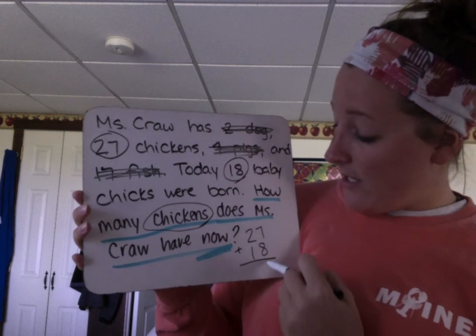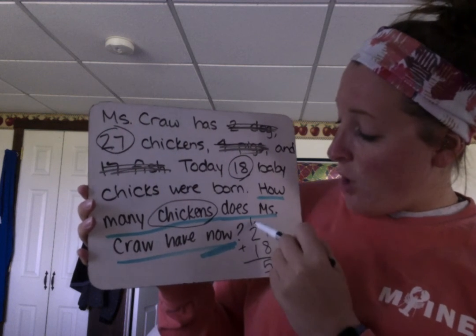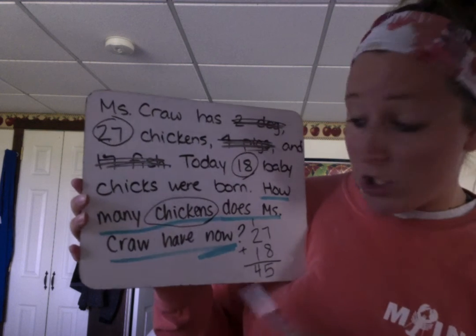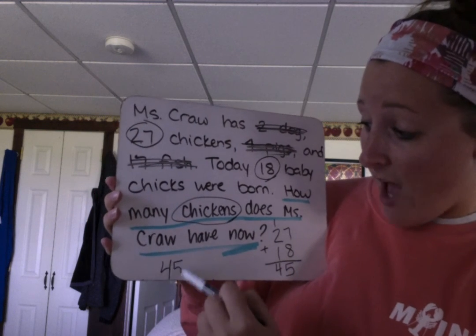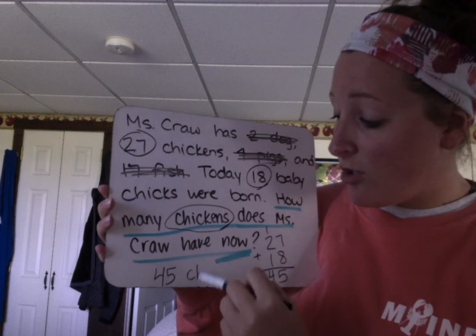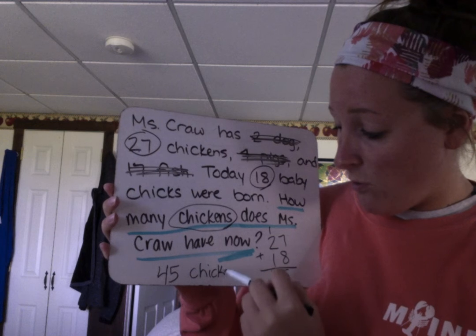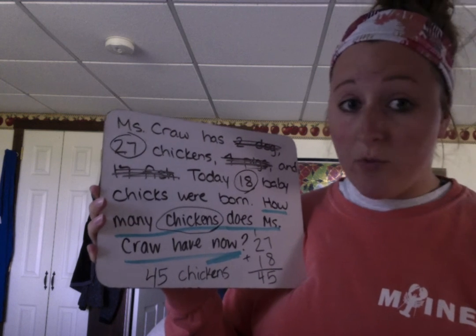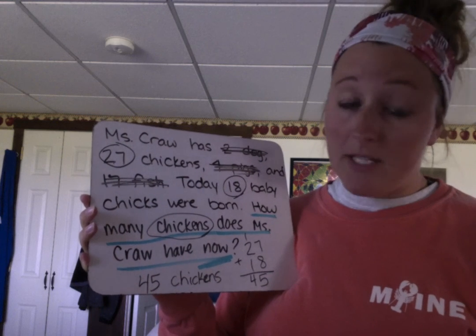8 plus 7 is 15. 1 plus 2 is 3 plus 1 is 4. So my answer is 45 what? 45 chickens. Remember, if you don't put this label and you just write 45, it's going to be wrong. And then I'm going to have to tell you that you need to go back in and add labels and you need to redo it.